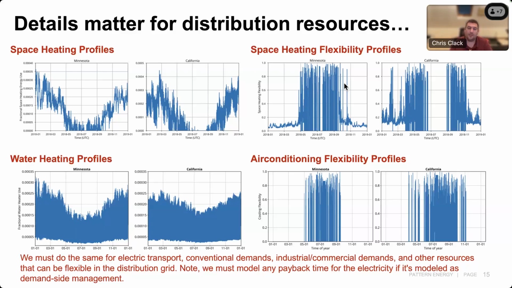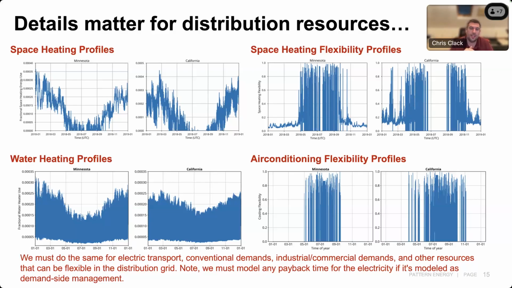So again, we have to give assumptions about what range is comfortable, whether people would allow it to be used. And what you'll see is in California, for example, on the top right, there actually is no heating flexibility in summer because it's too hot to then add heat to the building. So that's what the heating flexibility is.